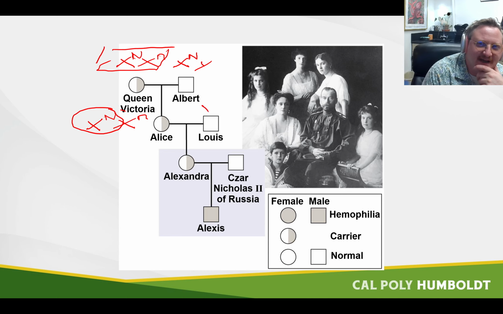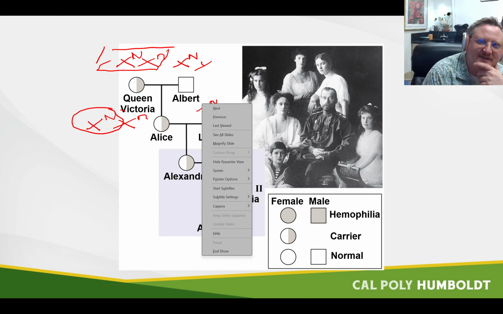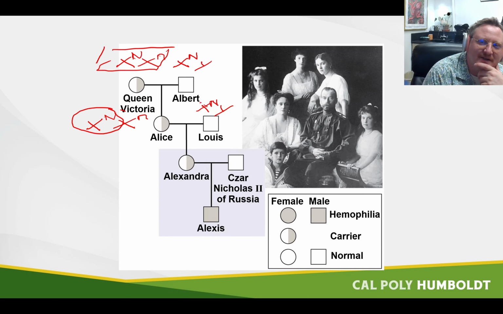Alice couples with Louis, or Lewis. Lewis does not have hemophilia, therefore he must have this genotype: the dominant allele on the X chromosome, and then no allele on the Y chromosome, hemizygous.